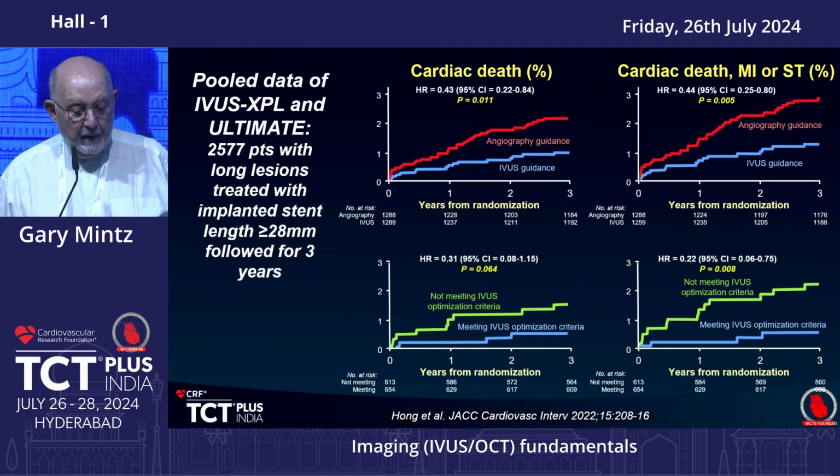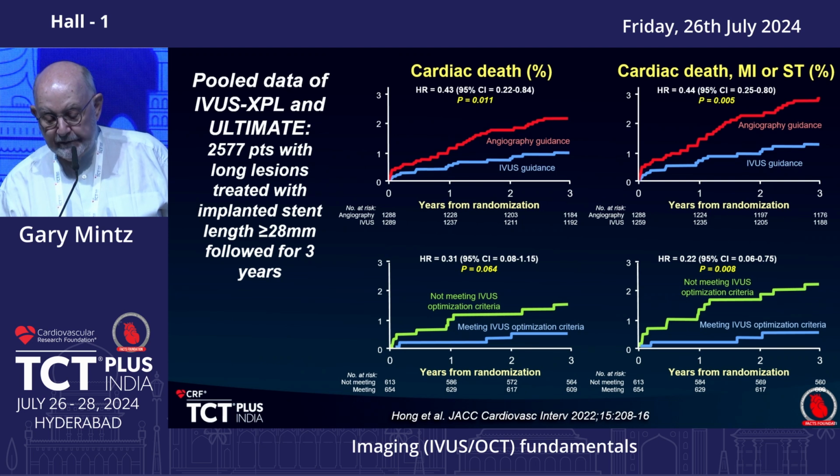This is pooled data from IVUS-XPL and ULTIMATE, showing that imaging guidance reduces cardiac death and cardiac death, MI, or stent thrombosis. And if you achieve optimal implantation criteria, you have an event rate, a mortality rate at 3 years of 0.5%.